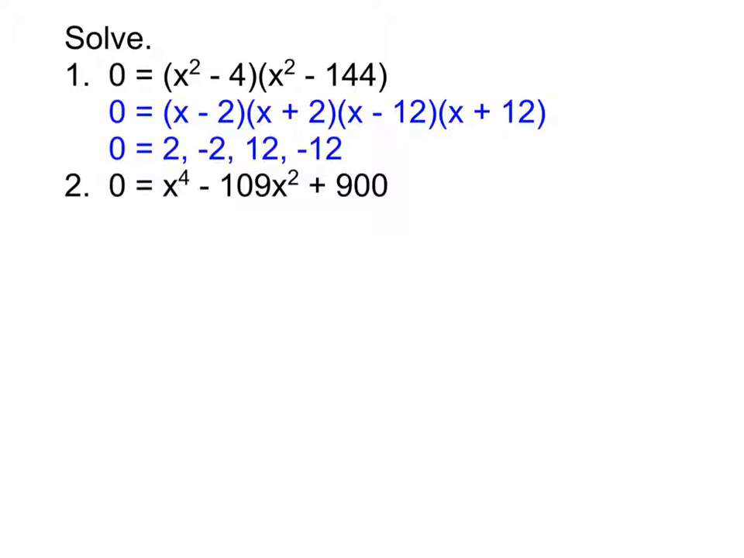Actually, there's an error in the way that's written. That should be x equals 2, negative 2, 12, and negative 12. Those are the values that make it equal 0.